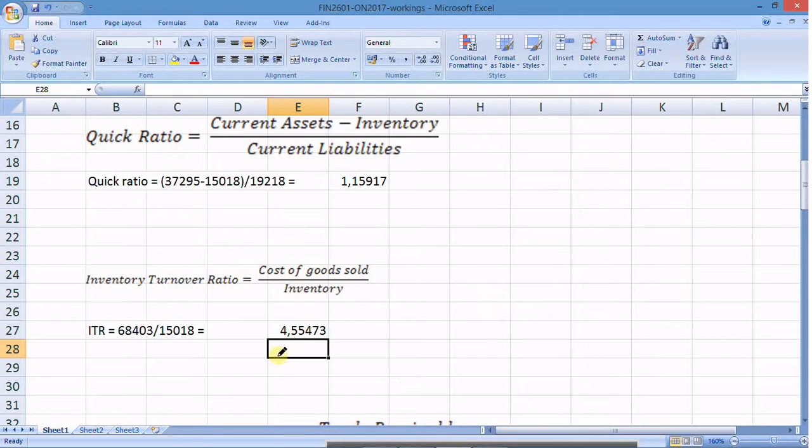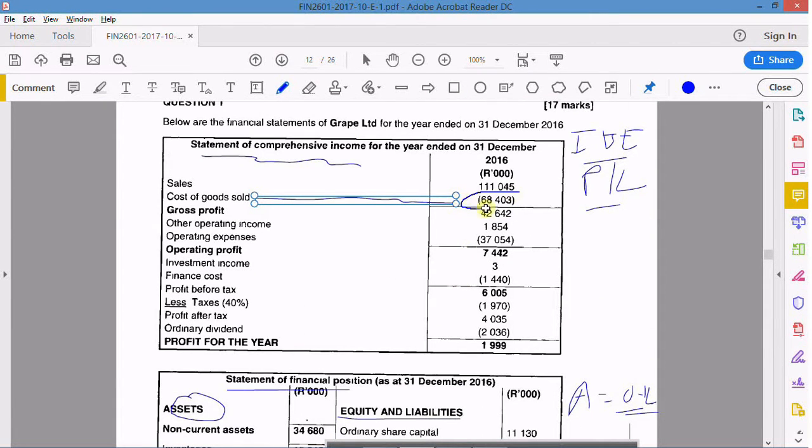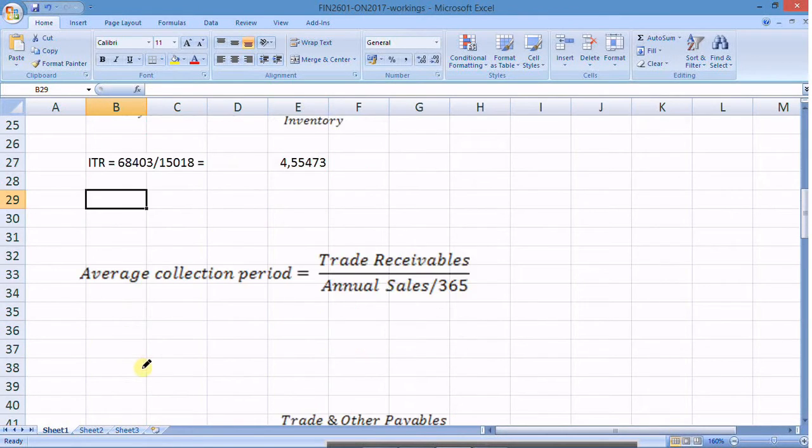Is it negative though? No. I said negative, so I was wrong. But why did you get a negative? That was my first answer. I think I know why you put in a negative, because this is a bracket. You don't put the sign in because in the statement of comprehensive income, it's sales minus cost of sales gives you gross profit. But the amount is the amount. So when you do a ratio, you don't use the negative, you just put in the amount. Alright, so that's inventory turnover.